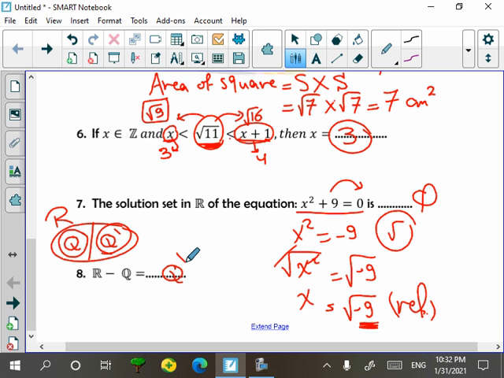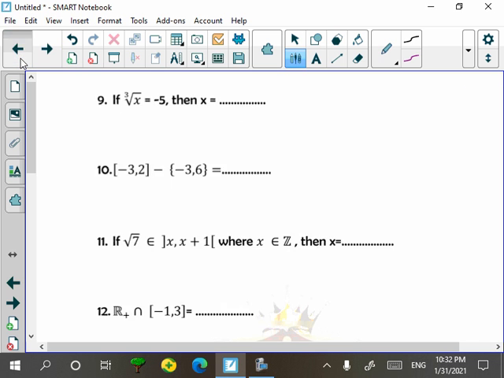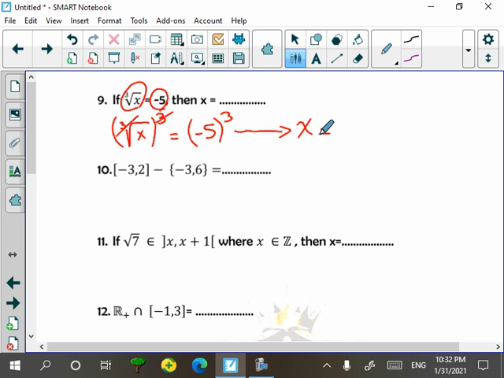Let's go to number 9. Okay, if the cube root of x equals negative 5, then x equals... by taking power 3 for both sides, it will be the cube root of x, power 3, equals negative 5 power 3. Power 3 will cancel with the cubic root, then it will equal x, and negative 5 power 3 equals negative 125.